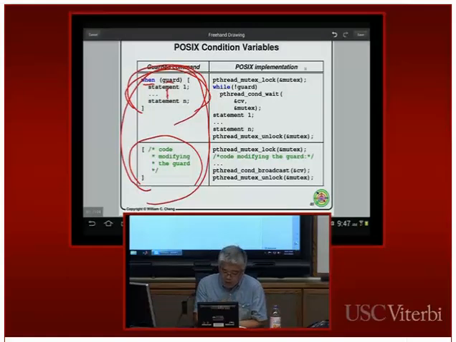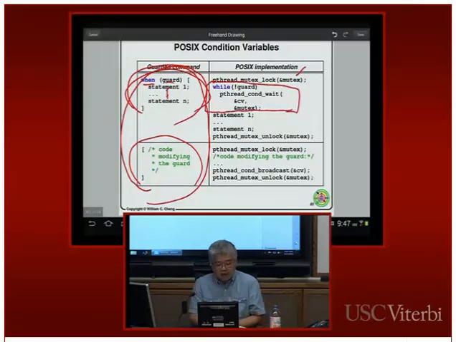You call pthread mutex lock to lock the mutex, because you are not allowed to evaluate the guard without the mutex lock. Then you stay in this loop: while not guard. Guard is a Boolean expression that evaluates to true or false. If it's false, then not guard is true, which means the guard is not true. So what you're supposed to do is wait for the condition. You call pthread condition wait to get on the condition variable queue, and when you call this function, it atomically unlocks the mutex and puts this thread on the condition variable queue.